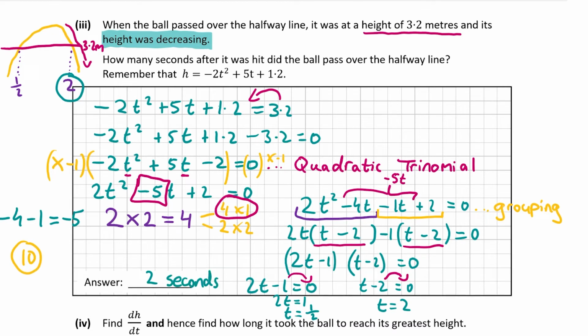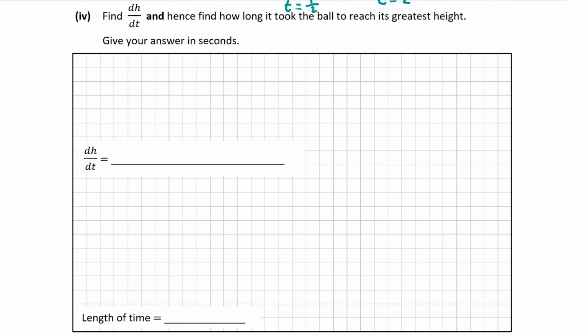So now let's have a look at A part 4, and this wants us to find dH/dt, so in other words the first derivative, and then it also wants us to find how long it took the ball to reach its greatest height. So the first thing I'm going to do is work out what h is, and h is minus 2t squared plus 5t plus 1.2, and we're told that at the start of the question, and now I'm going to have to differentiate it.